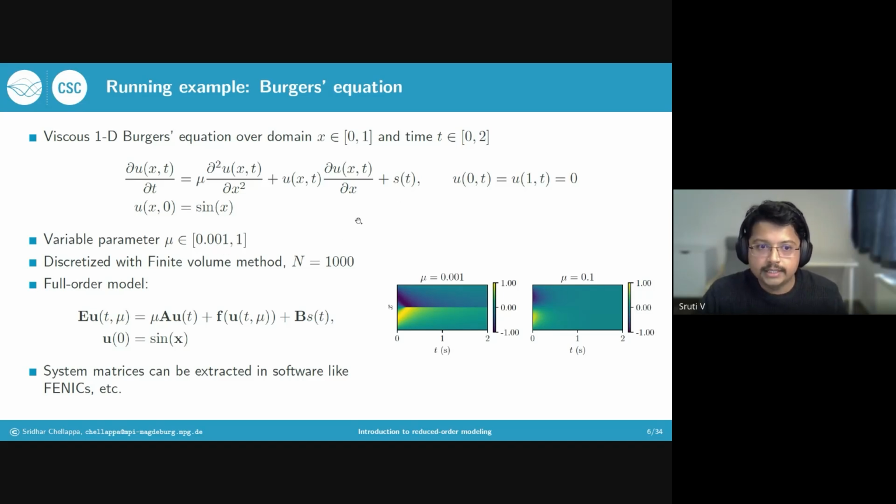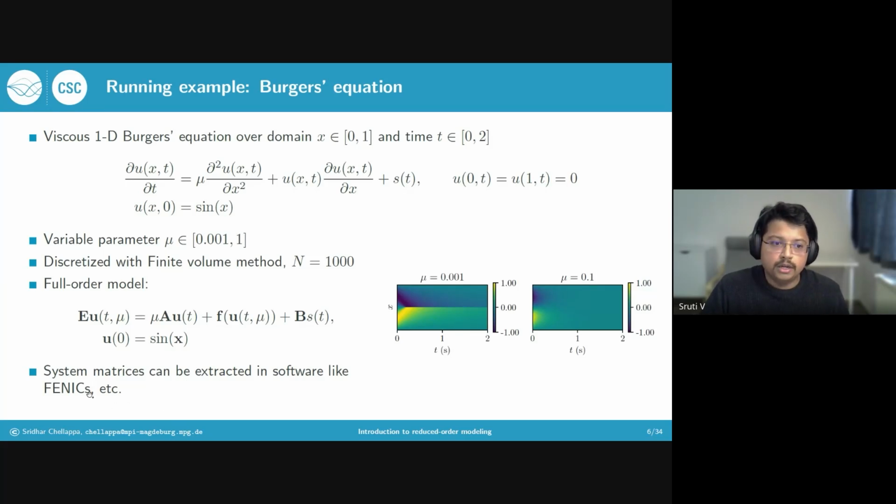I discretize this equation by hand using finite volume method to give me a system of dimension 1000, which I can write in the form of my full order model. And it looks exactly like this. I mentioned that I discretize this using finite volume method, but this is not a limitation because you can potentially use any available software package.